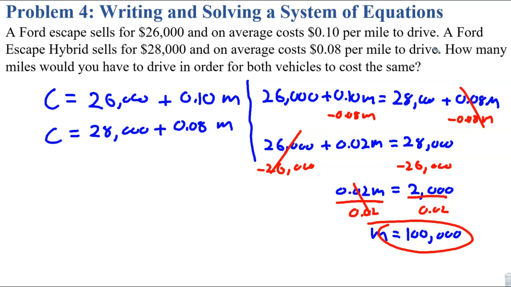We want to know how many miles you would have to drive in order for both vehicles to cost the same. Well, that's going to be after 100,000 miles. That's when their prices will be equal. Beyond that, the hybrid will be cheaper to drive. As far as years go, typically drivers are somewhere around 20,000 miles driven per year. Probably a little less than that. But in other words, after 5 years, that's when that hybrid vehicle is going to start paying off.